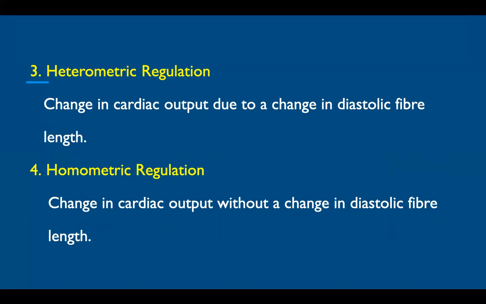And when change in cardiac output occurs without a change in diastolic fiber length, that is with a change in myocardial contractility, it is called homometric regulation.